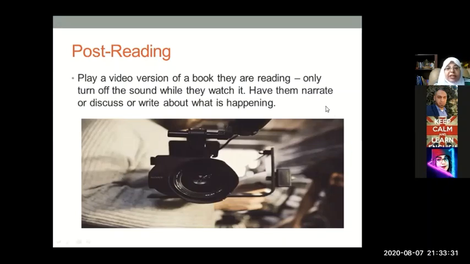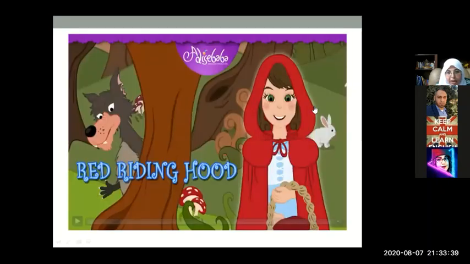Okay, so for example, you're teaching your learners Red Riding Hood. As a post activity, you want them to talk about the topic. So what I will do here is, let me make sure that you can share the computer sound. Okay, I will play this video and I will mute the sound. Your job is to tell me what the characters are telling each other. So you have to write the script.